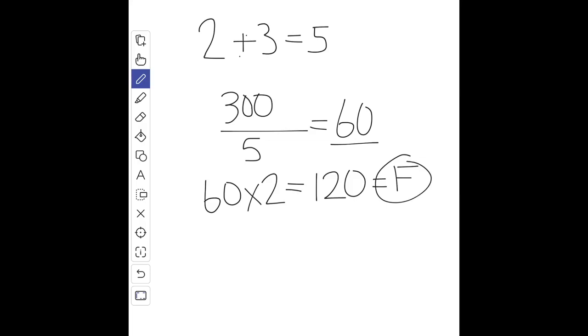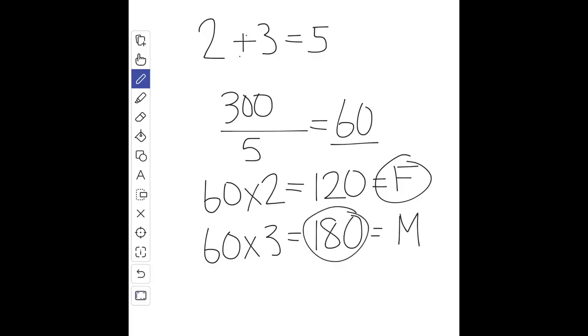So we now need to work out how much Mark gets. So Mark gets 3 parts of the 60, so we'll do 60 times 3, which gives us 180. So our answer is 180.